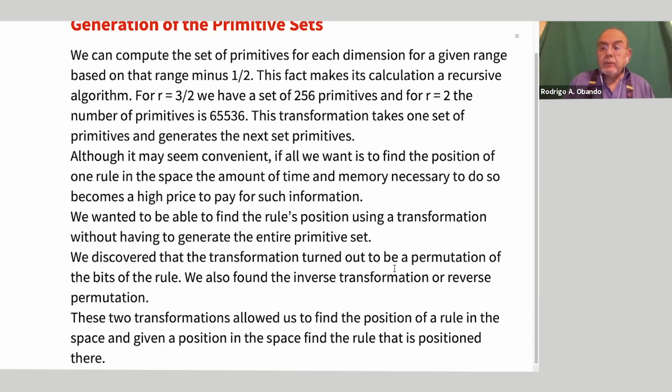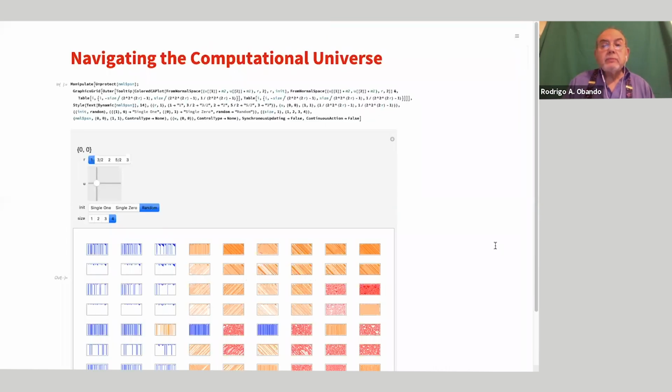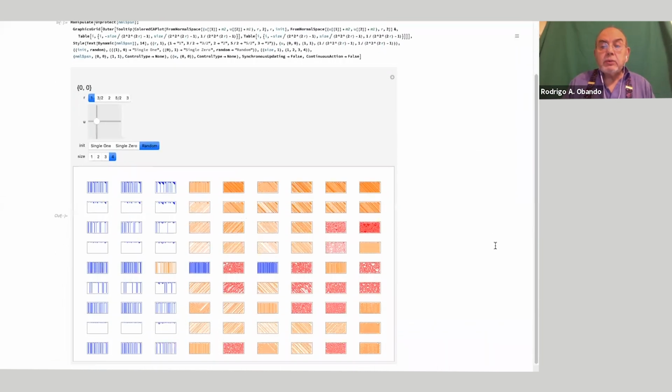So this allowed me to not have to compute all the primitives. Now I don't have to compute the entire set of primitives so that I can generate this. I can now say, I want this particular rule, and I want to know where it is.